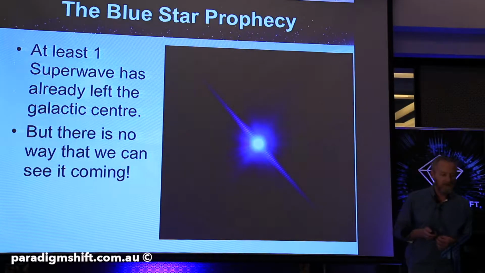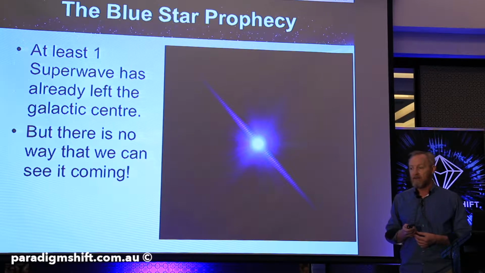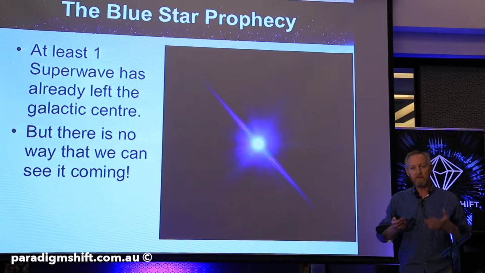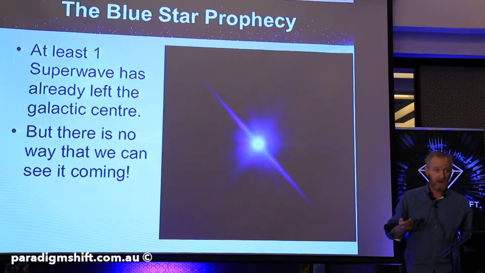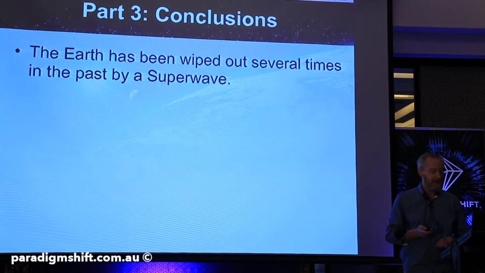So at least one superwave has already left the galaxy. But we don't know exactly when it's coming, okay? Because as I said, it's 23,000 light years away. I don't know how fast it travels. Does it travel faster than light, at the speed of light? I don't know. We know it's left, but we don't know when it's going to get here.